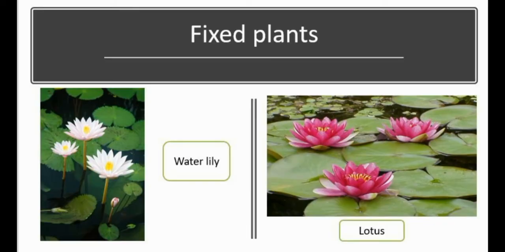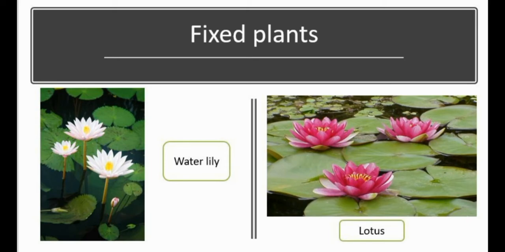Next we will learn about the fixed plant. Some plants are fixed to the bed of the pond. You must have seen the plants like water lily and lotus. The stem of the lotus is hollow and light, which keeps the leaves and flowers afloat. This is also used to make tasty dishes, and the leaves are broad and have stomata only on the upper side.